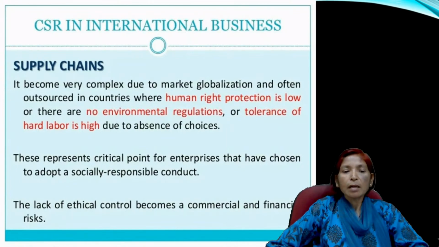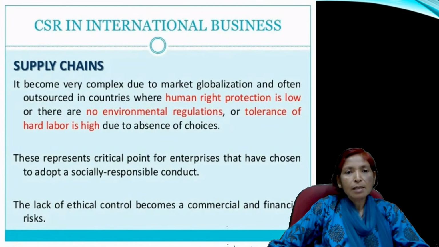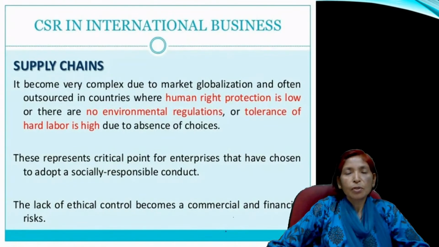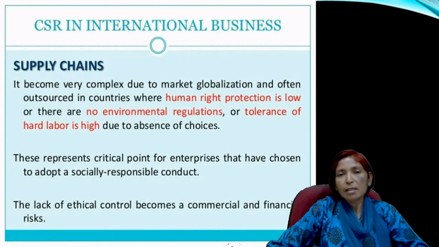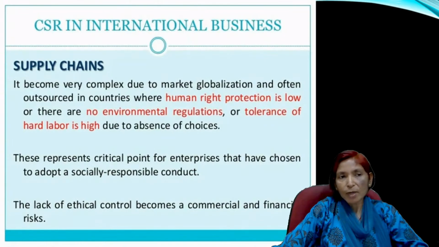This represents a critical point for enterprises that have chosen to adopt socially responsible conduct. The lack of ethical control becomes a commercial and financial risk. Supply chains are very complex because at present most countries are globalized and often outsourced in countries where human rights protection is low, where environmental regulations are very weak, and tolerance of hard labor is high due to the absence of choices.